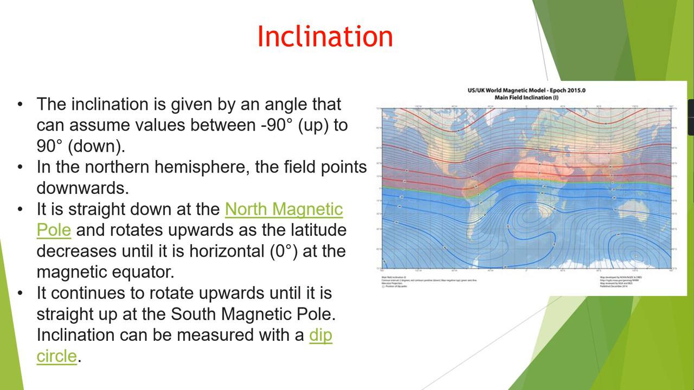Inclination. The inclination is given by an angle that can assume values between minus 90 degrees and plus 90 degrees. In the northern hemisphere, the field points downwards. This is the picture of the magnetic field inclination. It is tilted down at the north magnetic pole and rotates upwards as the latitude decreases until it is horizontal at the magnetic equator. It continues to rotate upwards until it is right up at the south magnetic pole. Inclination can be measured with a dip circle.